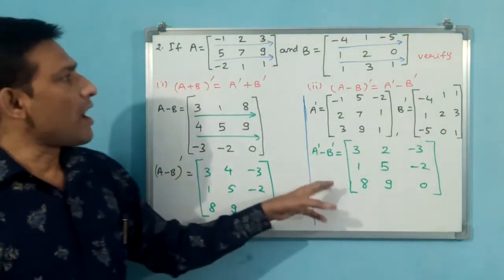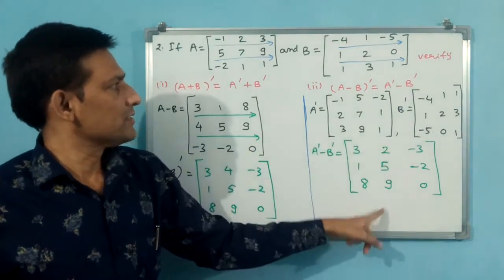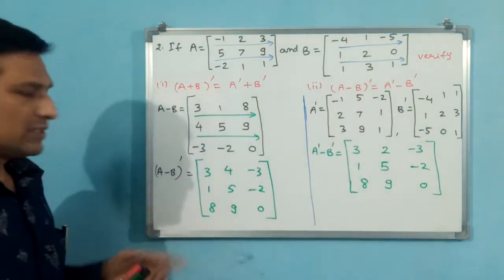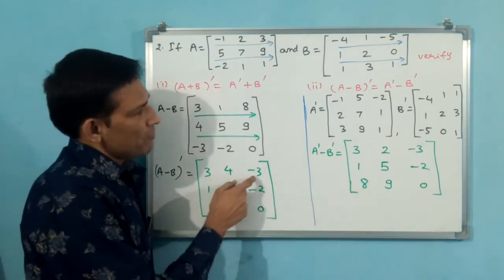Now this is RHS. A transpose minus B transpose is this one. A minus B whole transpose is this one. Now let us compare these two. LHS and RHS. 3, 4, minus 3.